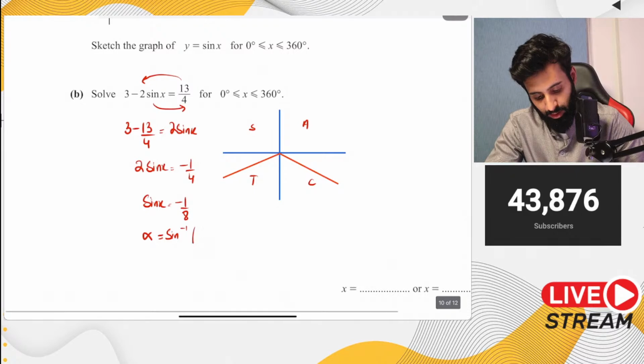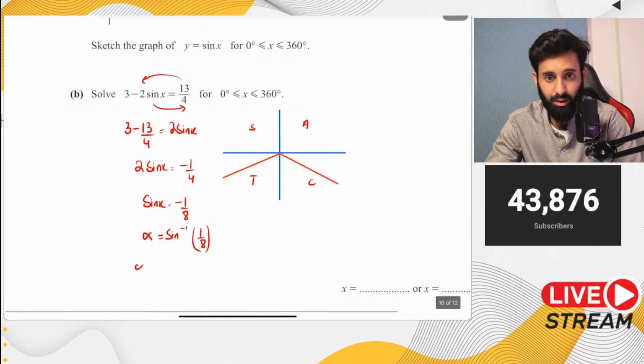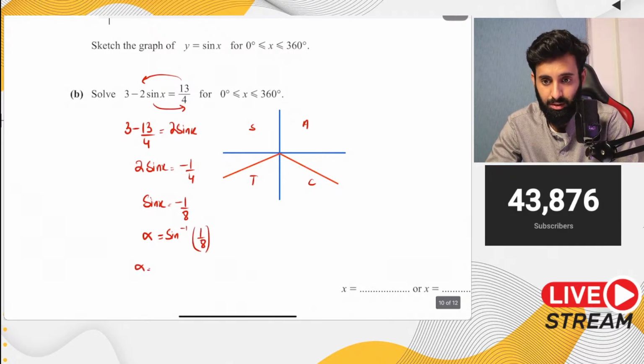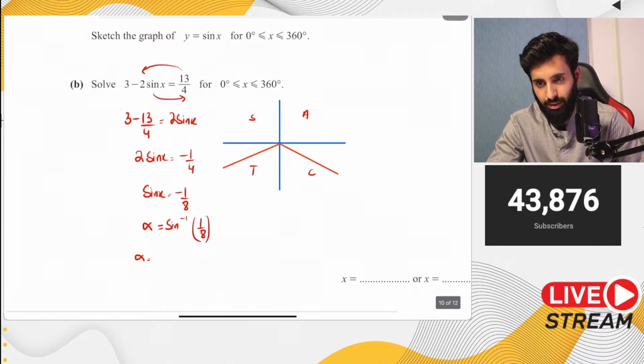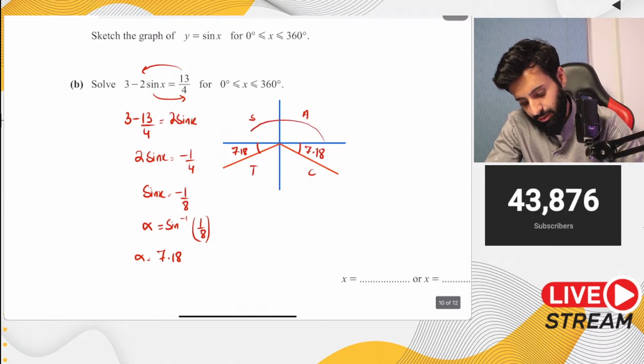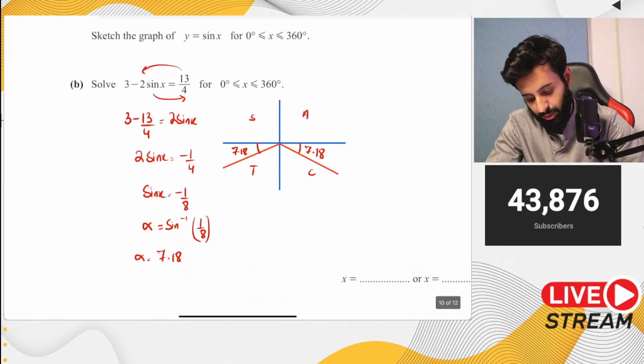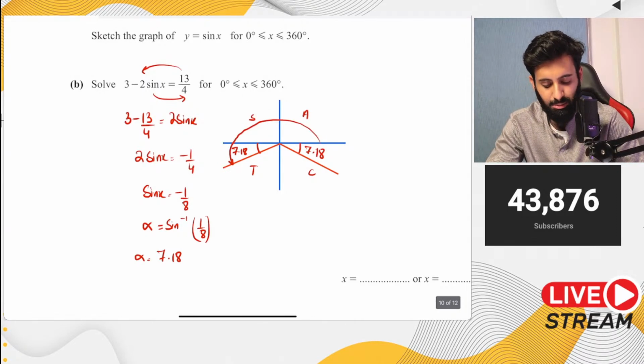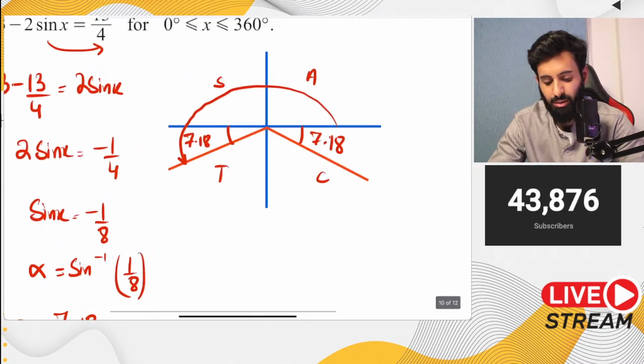The basic angle is always found by taking the inverse of the positive value. So sine inverse of 1 upon 8 equals 7.18. Now this is 7.18, which means this also is 7.18. Now you find the value of theta or the value of x, whatever you want, in this case x. Since it's in the third quadrant, that doesn't mean, like I said, that you sit down and memorize how to calculate all the angles.